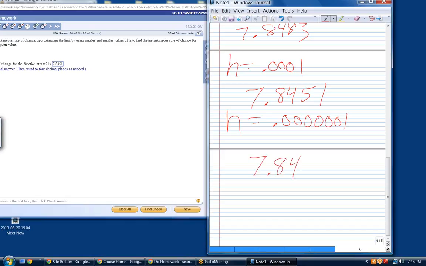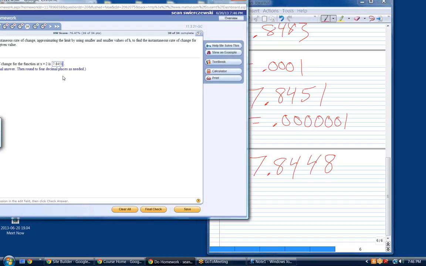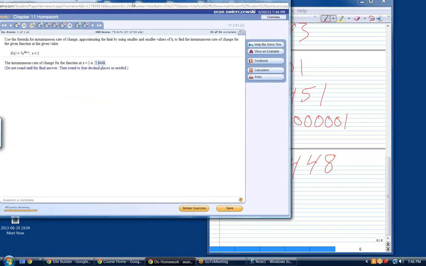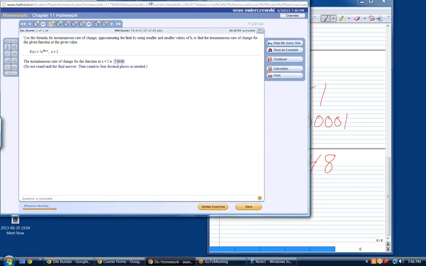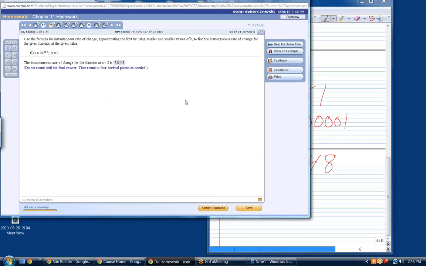Okay, I think it worked. 7.8448. And that's the same answer I got using 4 zeros. So I used 6, but I got the same answer with 4. Okay, good. That's got to be it then. 8448, rounded off properly. Wow. That was ridiculous. That may be the worst problem I've ever seen since I've been tutoring.